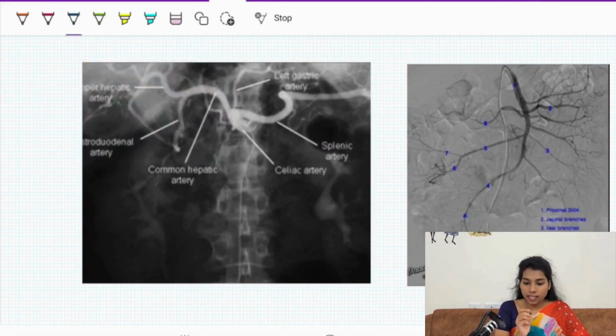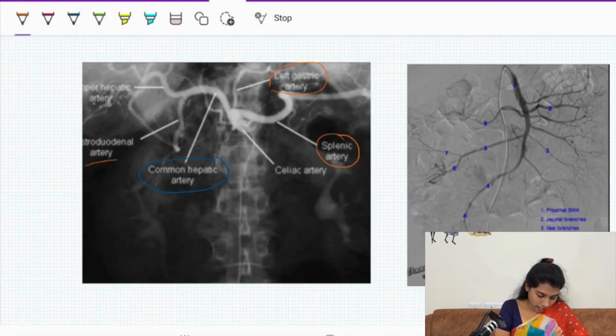And the celiac artery has three main branches, that is the common hepatic artery, the left gastric artery, and the splenic artery. So we know that the splenic artery and left gastric artery do not give too many branches. Now, going in depth about the common hepatic artery, it gives the gastroduodenal artery, which goes along the head and the uncinate process of the pancreas, and then it gives the proper hepatic artery. This proper hepatic artery divides into a right hepatic artery and a left hepatic artery.